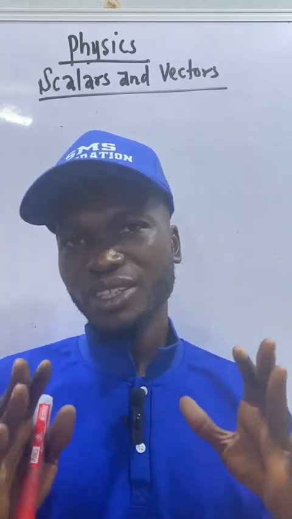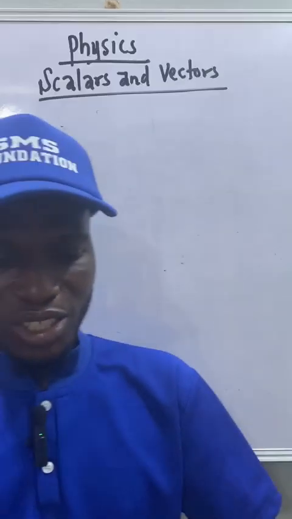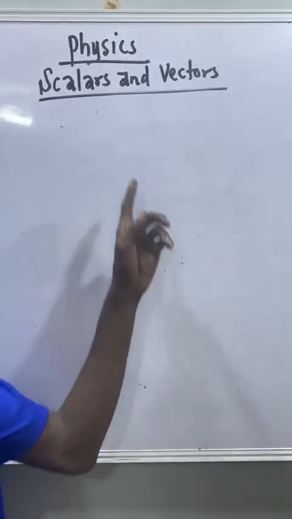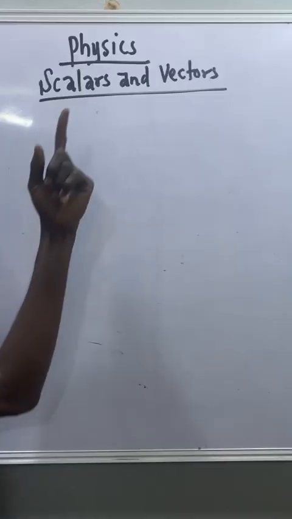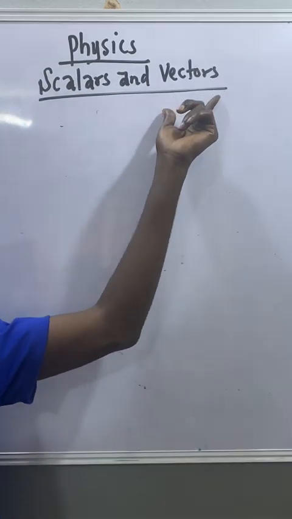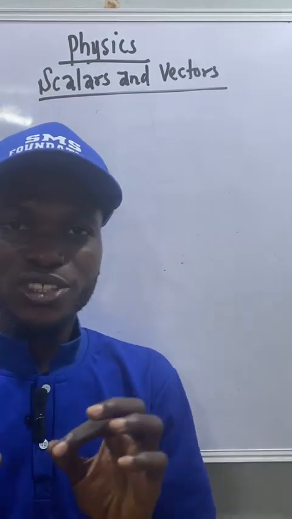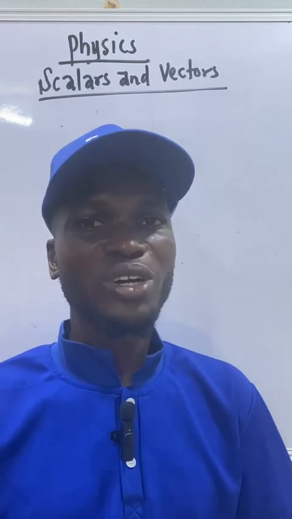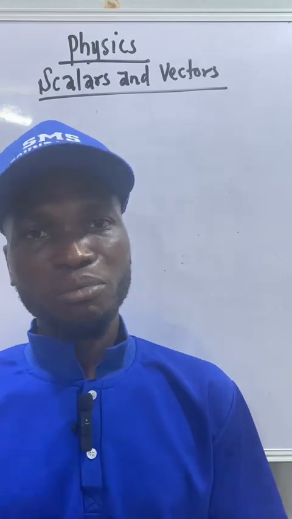Now, on the basis of magnitude and direction, we can further classify quantities into two. We have the scalar quantities, or you call them scalars. Then we have the vector quantities, or you call them vectors. What do we mean by scalars? Scalars are quantities that have only magnitude, but they don't have direction. You can only associate magnitude with them.